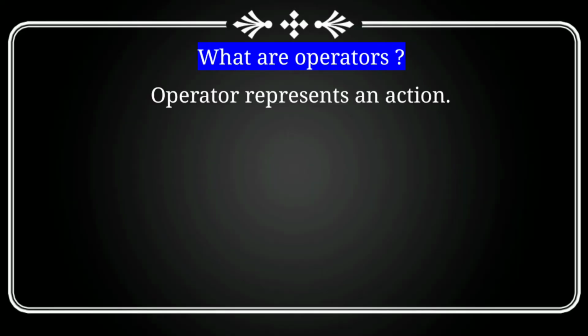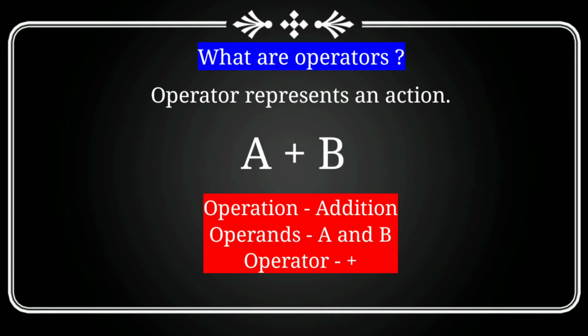What are operators? Operator represents an action. I have taken two variables a and b and I want to perform the operation addition onto them. And I have used the symbol plus. That symbol is known as operator and it represents the operation addition. The variables on which I am performing the operation are known as operands. In this example, a and b are operands, operation is addition, and operator is the plus symbol.